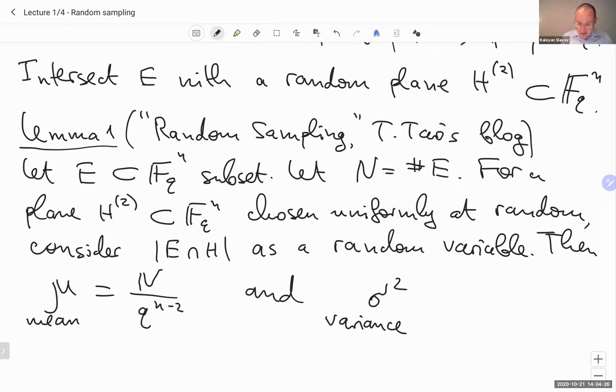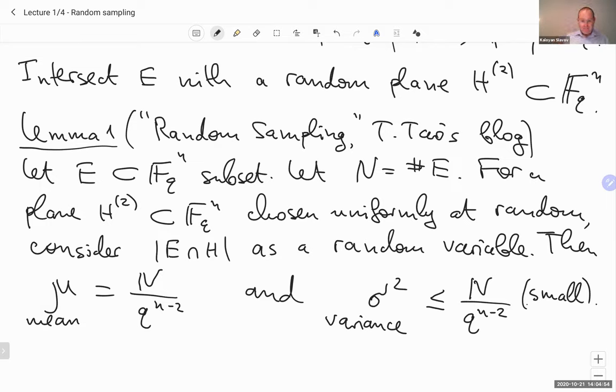The variance satisfies an inequality. It's less than or equal to n over q^(n-2). You can calculate the variance exactly, and you can give this bound. The variance is small. This is the thing. So if I have a subset in F_q^n and start intersecting it with hyperplanes, most intersections will be very close to the mean.